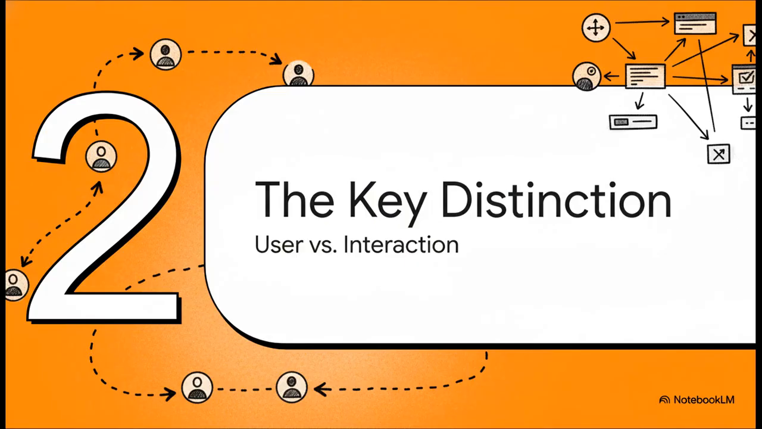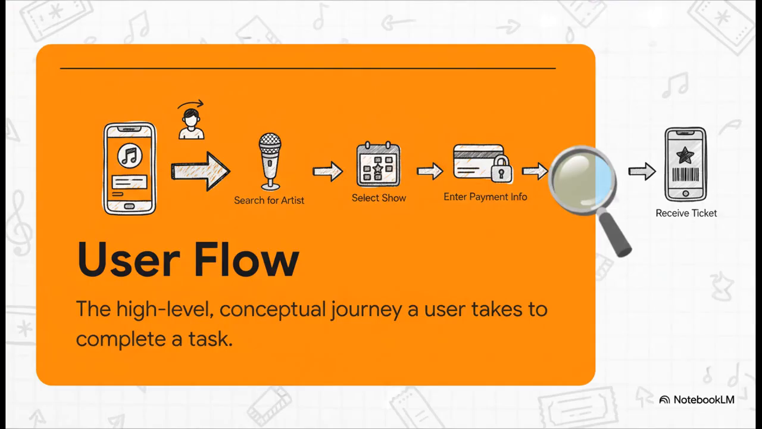Now, to get even more specific, we've got to talk about two terms that people mix up all the time, but they are right at the heart of this whole process: user flow and interaction flow. First up, we have user flow. This is the big picture, the 30,000-foot view. It's the conceptual journey. So let's say you want to buy a concert ticket. The user flow is basically open the app, search for the artist, pick the show, put in your payment info, and get the ticket. It's the high-level map of your journey from A to B.